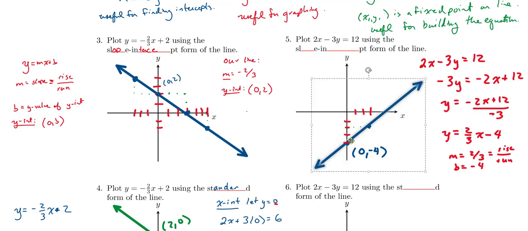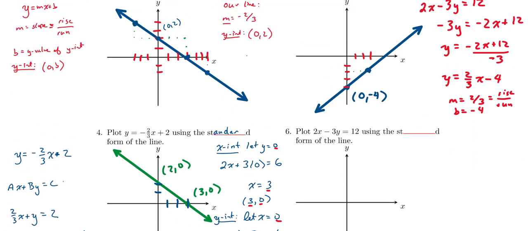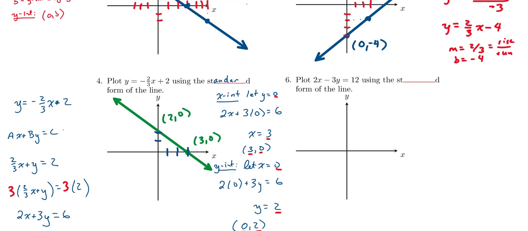So here you can see I went ahead and plotted the line passing through those 2 points, and we did so using the what? We did so using the slope-intercept form of the line. Okay. Let's do this very last one. This is the same line as it was in question number 5, but we're going to go ahead and again use the standard form.